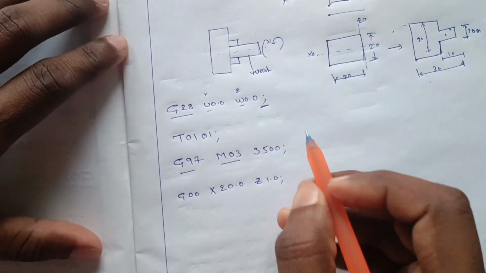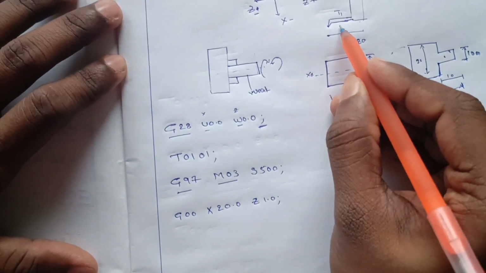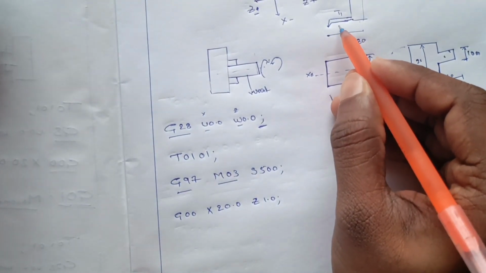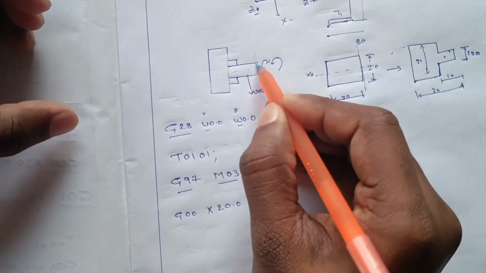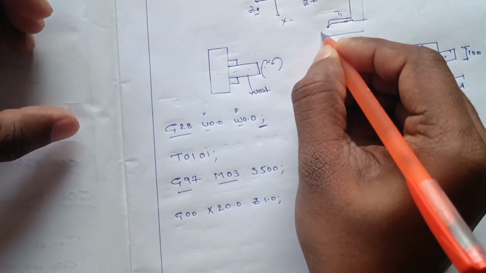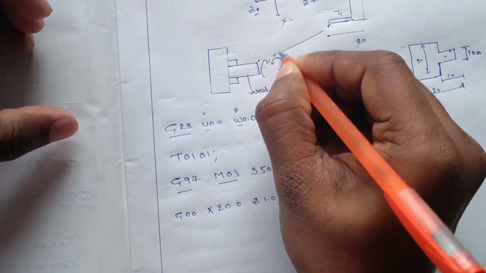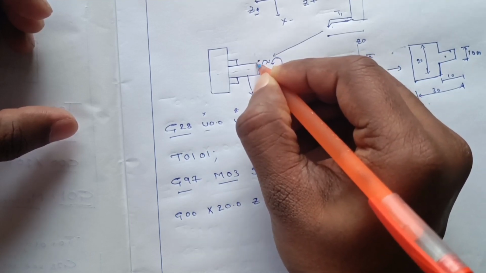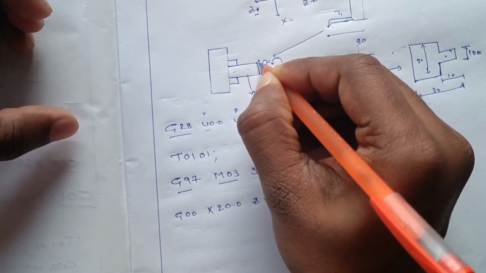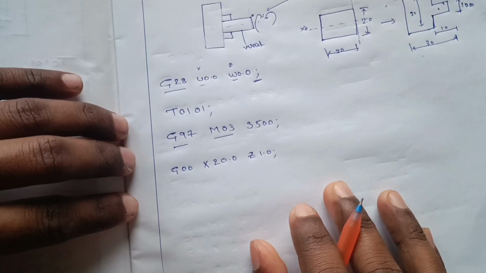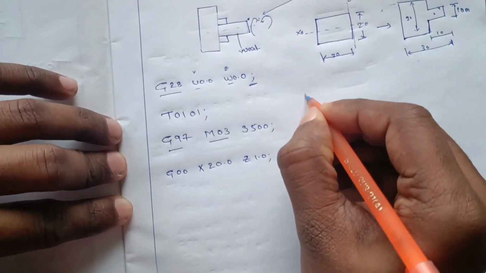So for this the tool travels with the feed of the machine from here to here. It means it will travel first to here and it comes to here, X0 and X20 and Z 1.0. Now I will draw here with the points.